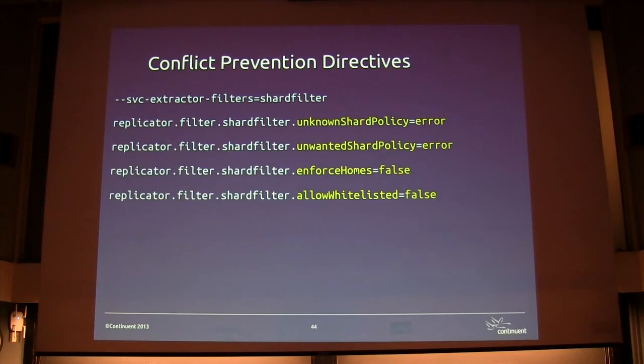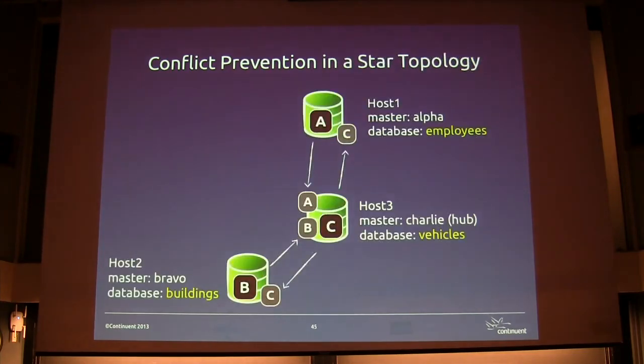Looks complicated, but it's just simpler than that. Let me show you an example. We have a star topology in which we define what we want to update in every cell. So in host number one, you want to update the employees database. In host number two, you want to update the buildings database. And in host number three, that is the hub, you want to update vehicles.